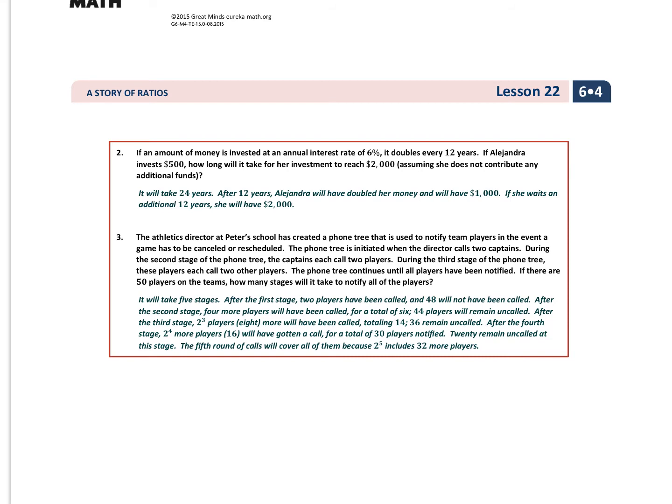And so this second one was saying if you invest $500, it's going to double every 12 years. And so after 12 years, it'd be $1,000. Another 12 years, it'd go from $1,000 to $2,000. So that's how that works. See, it's not 500, 500, 500, 500. It would be 500, 1,000, 2,000, 4,000, 8,000, so on and so forth. Okay, just going to move on.